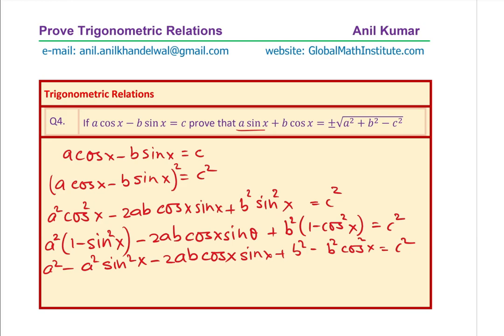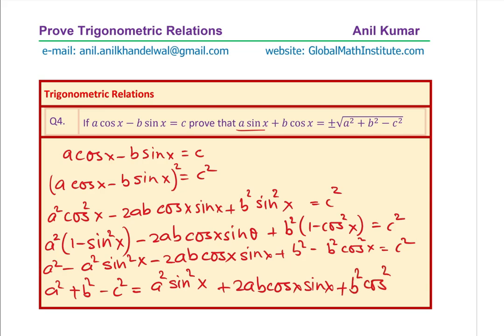Now we can bring c square on this side. So we get a square plus b square minus c square equals to all other terms on the right hand side. So on the right hand side, we'll get a square sin square x, and then we have plus 2ab cos x sin x, and we have plus b square cos square x. Now that is a sin x plus b cos x whole square. You get the idea.